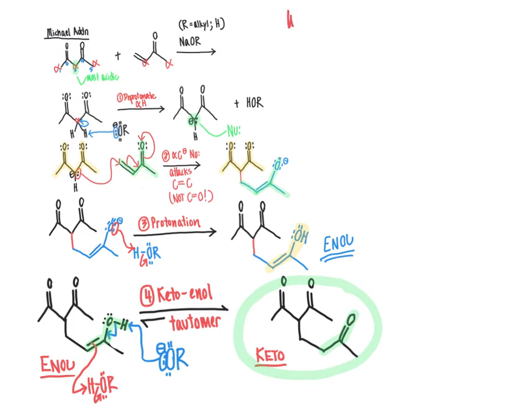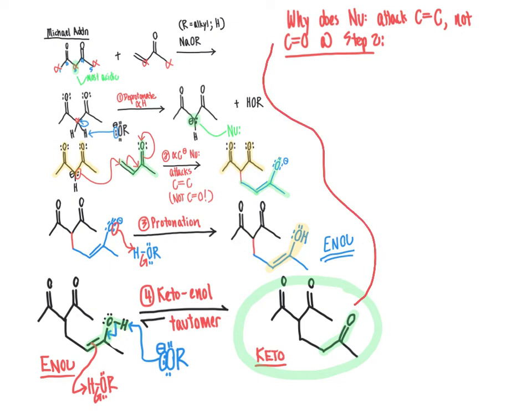So in answering this question of why does the nucleophile attack the carbon-carbon double bond rather than the carbonyl at step 2, we need to take a look at the properties of the molecules that would result from each of those two scenarios. So the molecule that we see down here at the bottom, that was what resulted from the actual mechanism, which was the attack on the carbon-carbon double bond.